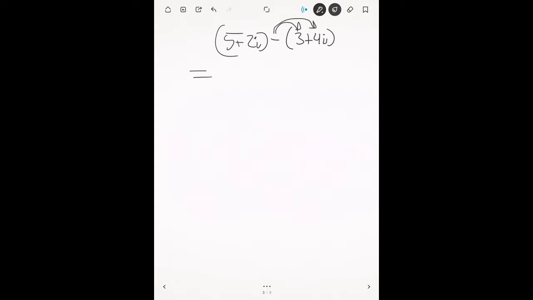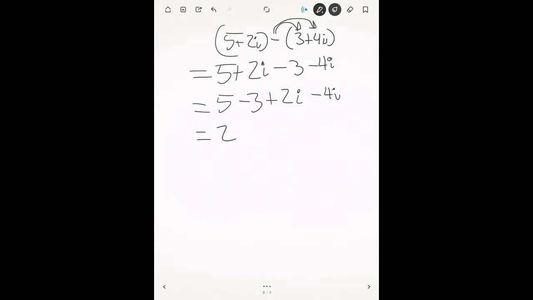So we're going to just say, well, that's 5 plus 2i minus 3 minus 4i, and we can rearrange some stuff. Why don't I group all the real components together, and then why don't I group the imaginary components together? Again, nothing too complicated. 5 minus 3 is 2. Positive 2i and negative 4i makes negative 2i. And we're done. That's it, really.